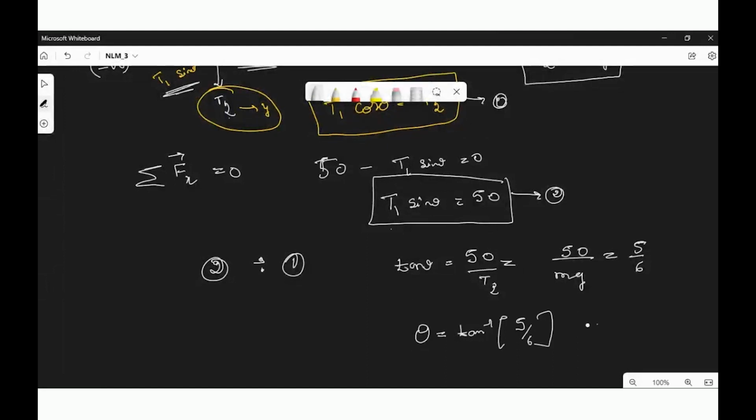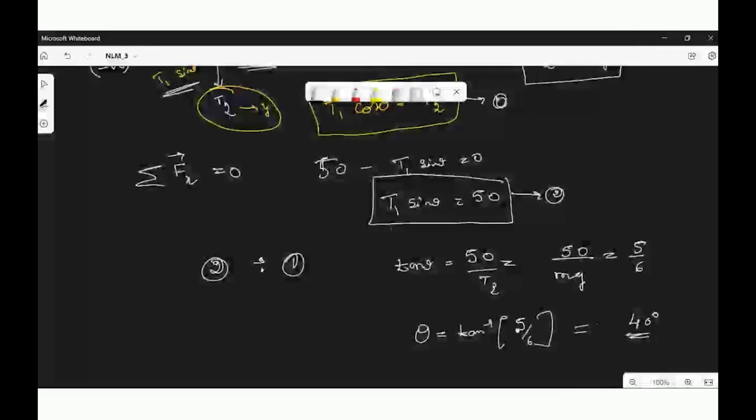No, you can get it, but this is a standard triangle. 5 by 6 will give you 40 degree actually. This is one standard triangle, but you can refer to your table, no? You can check there. 5 by 6 means something less than 1. Like how much it will be? Like 0.7 something it will be.